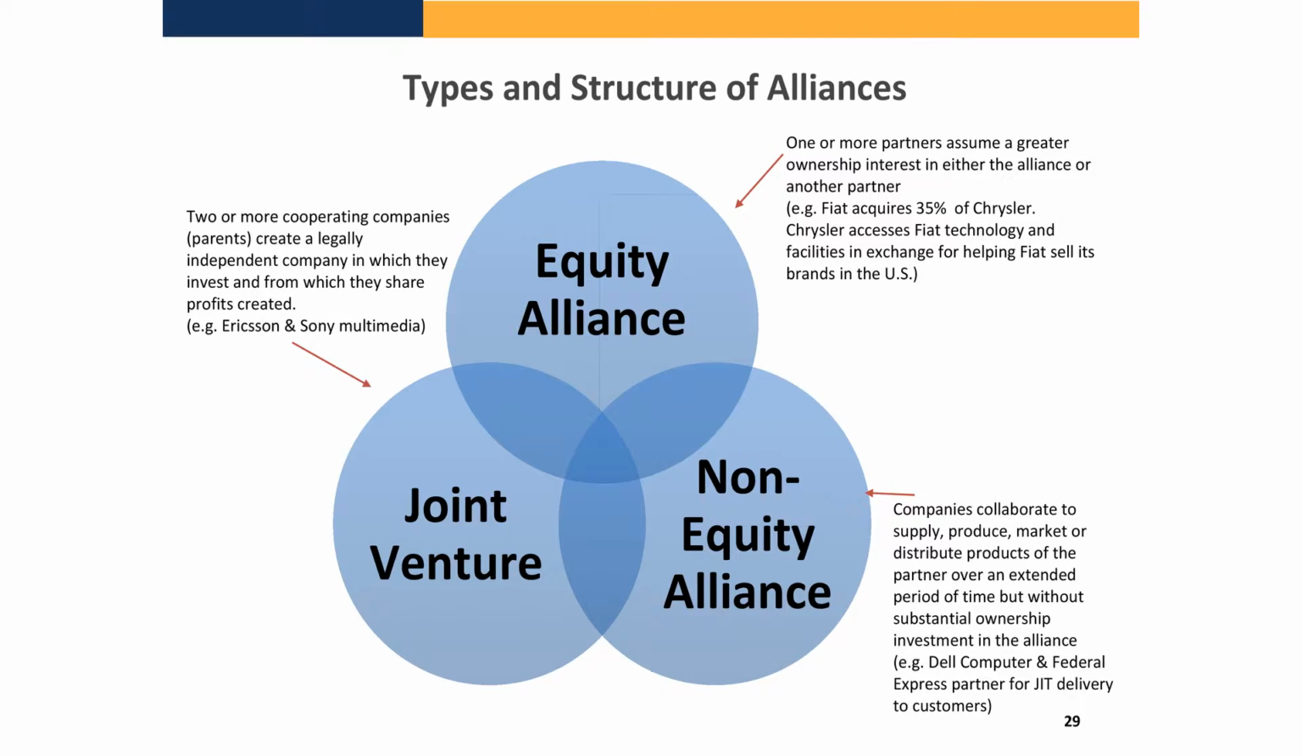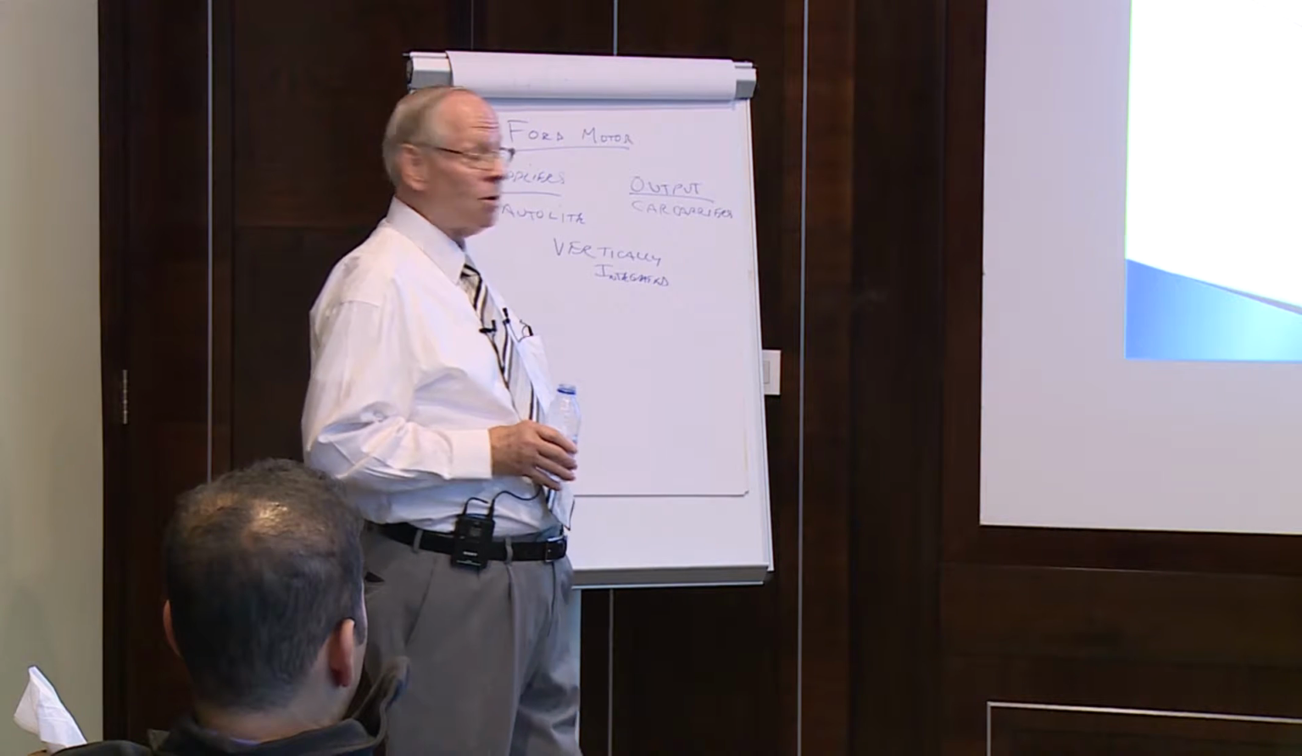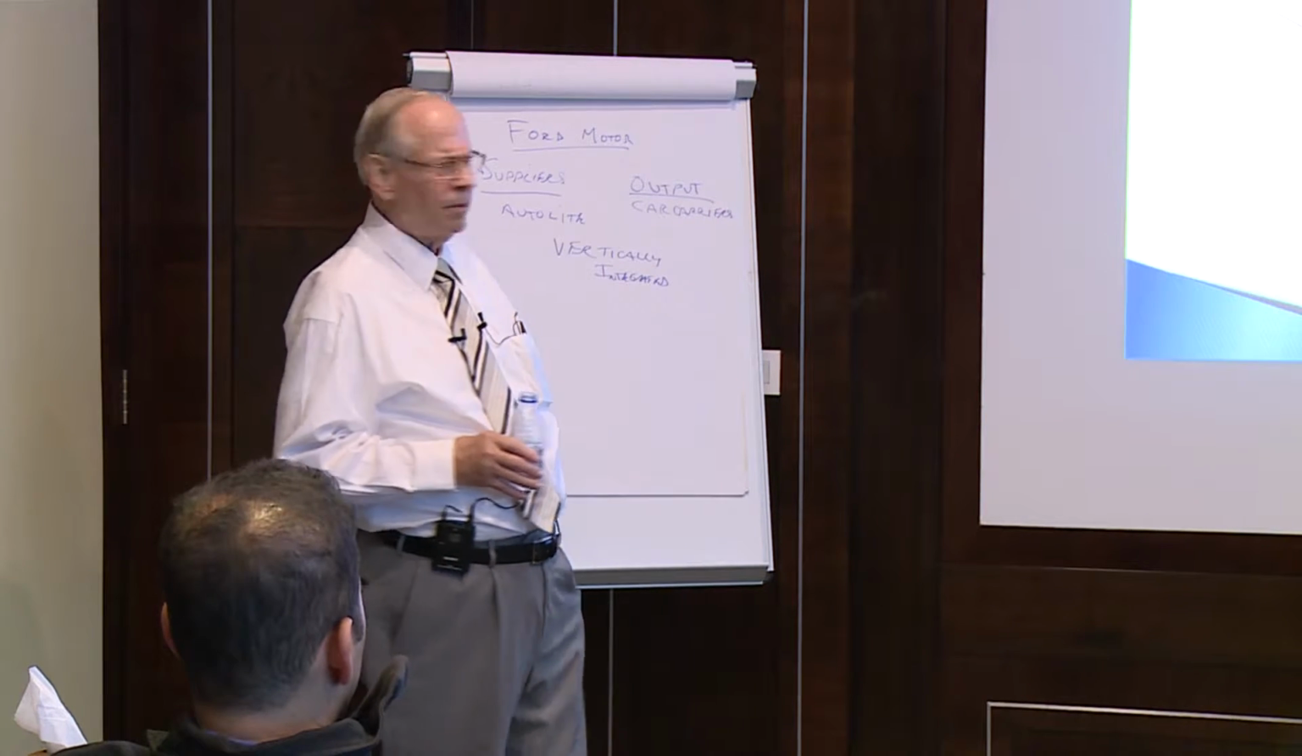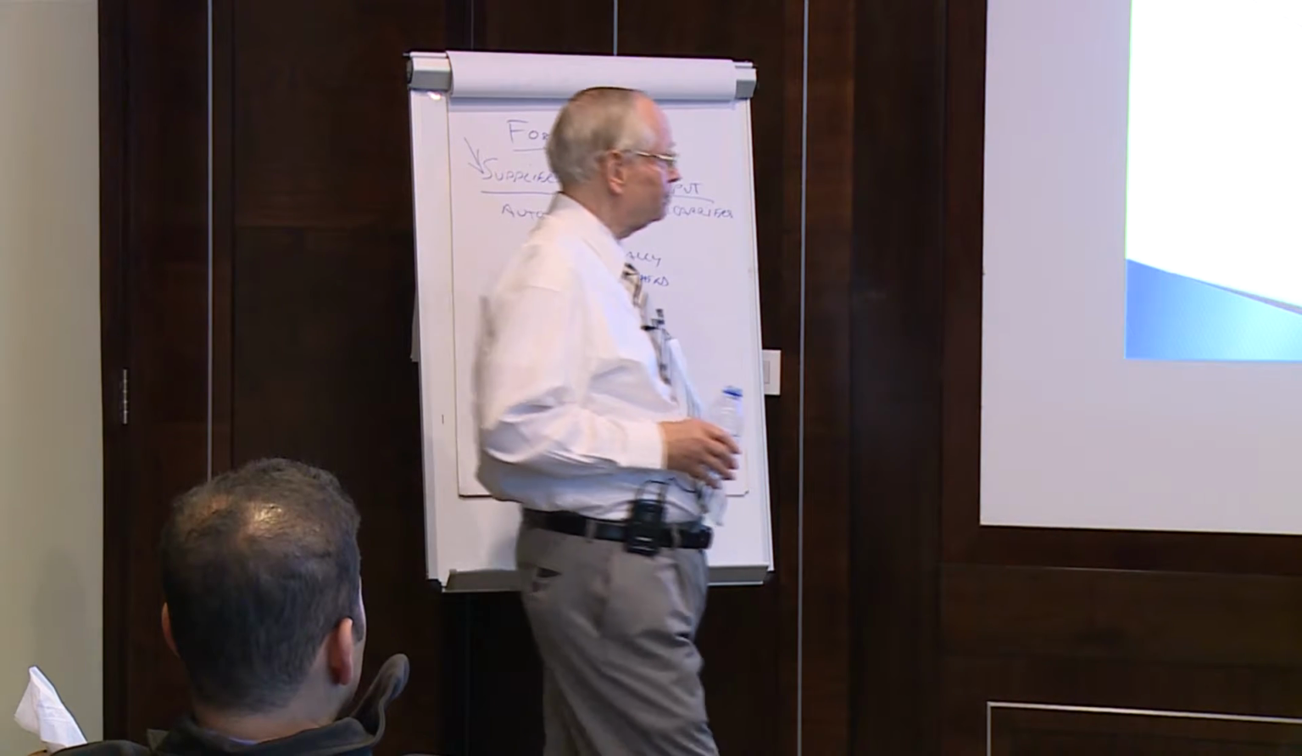Types of alliances. You have joint venture, equity alliance, and non-equity alliance. So a joint venture: two or more cooperating companies, the parents, create a legally independent company in which they invest and from which they share profits created. Ericsson and Sony Multimedia. And they don't make Sony Ericsson anymore, I don't think. No. That was a joint venture.